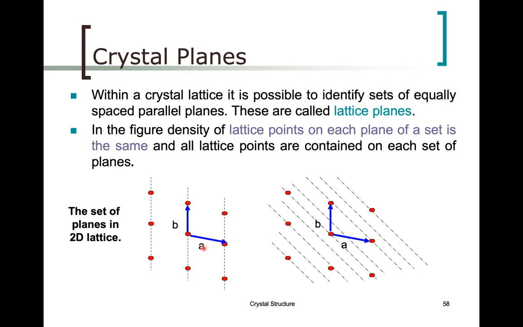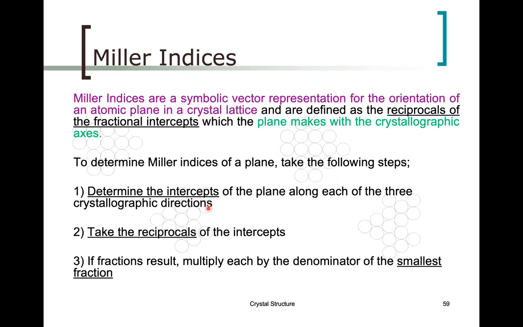You can have lattice points on each of the planes, or you could have lattice points that are on different planes. But there's an infinite number of lattice planes because you can define it almost anywhere. So the thing that I wanted to talk about right now is the Miller index.